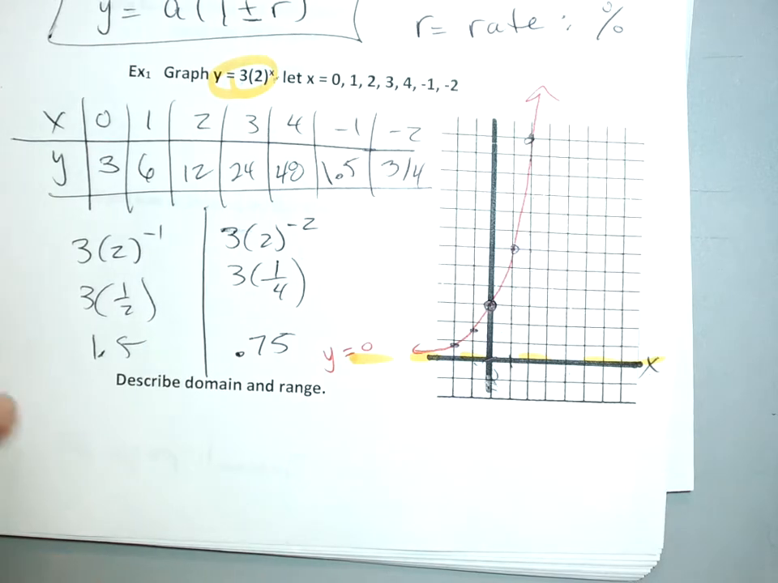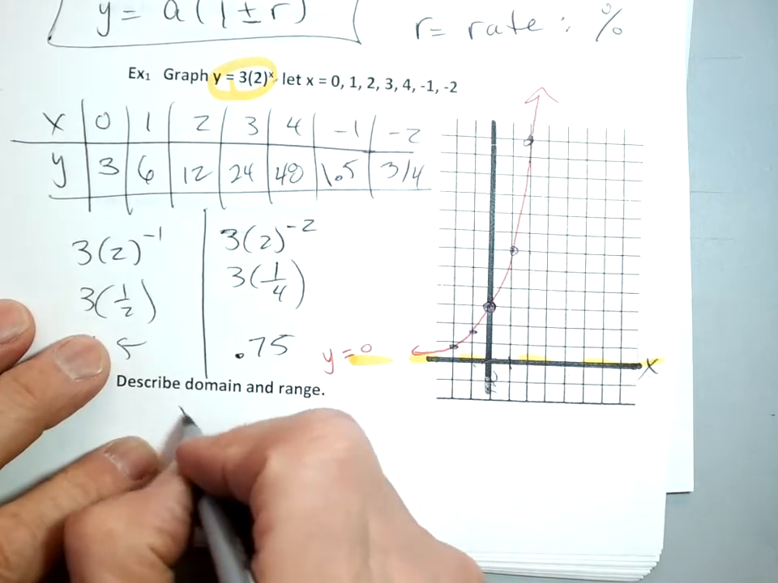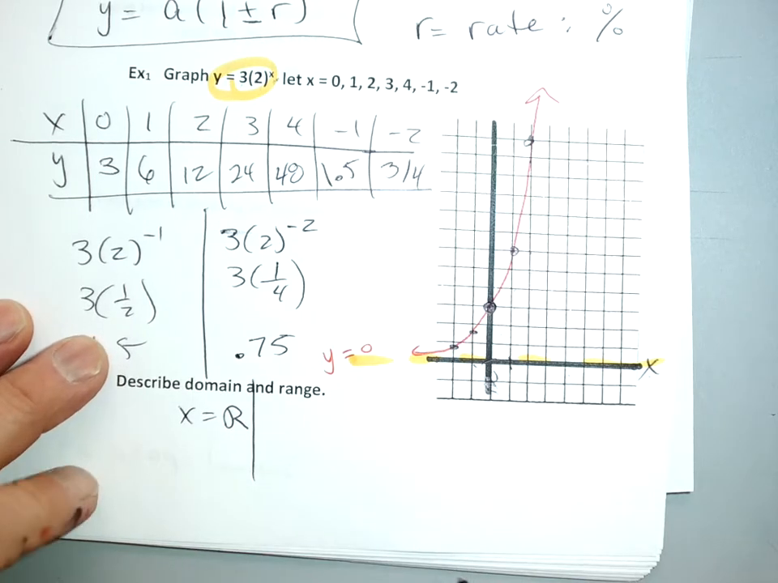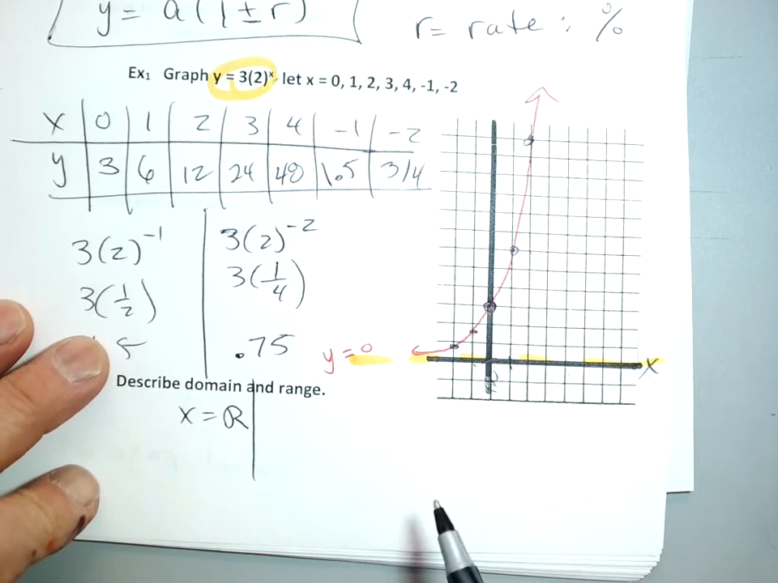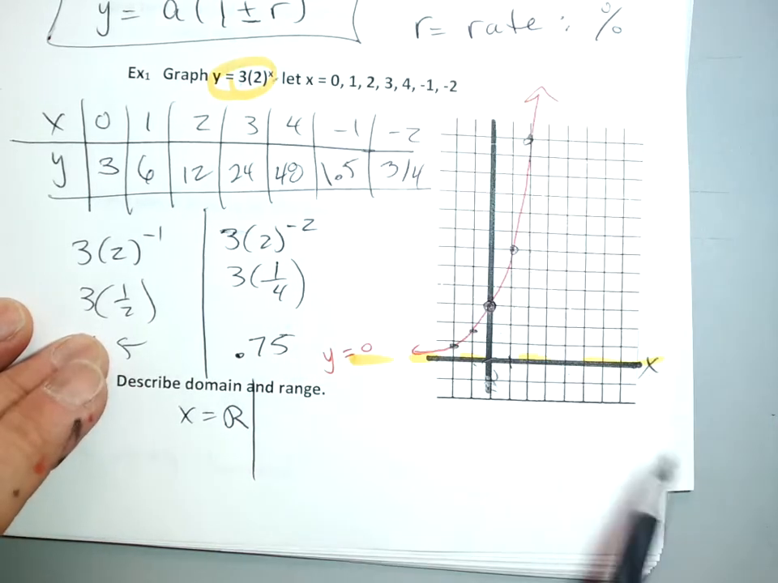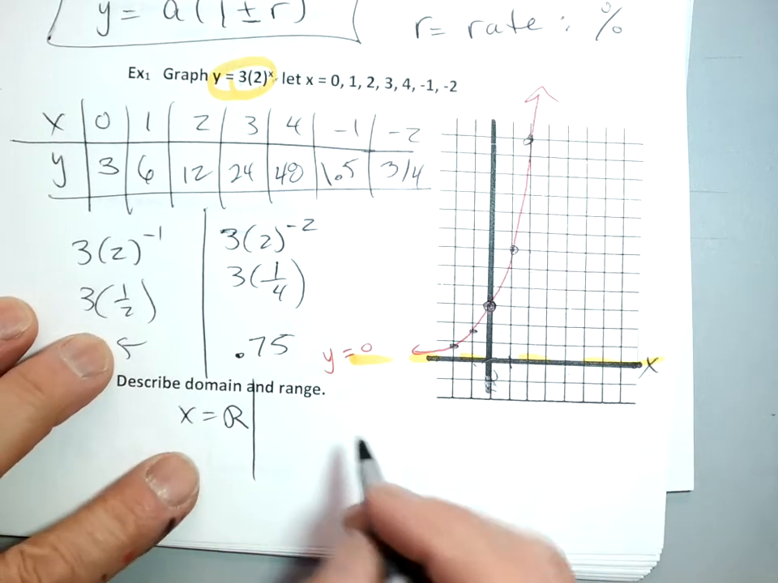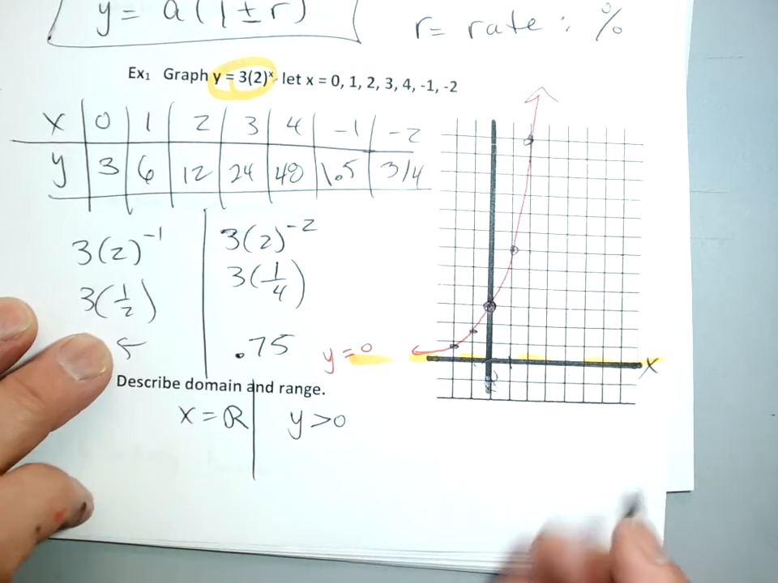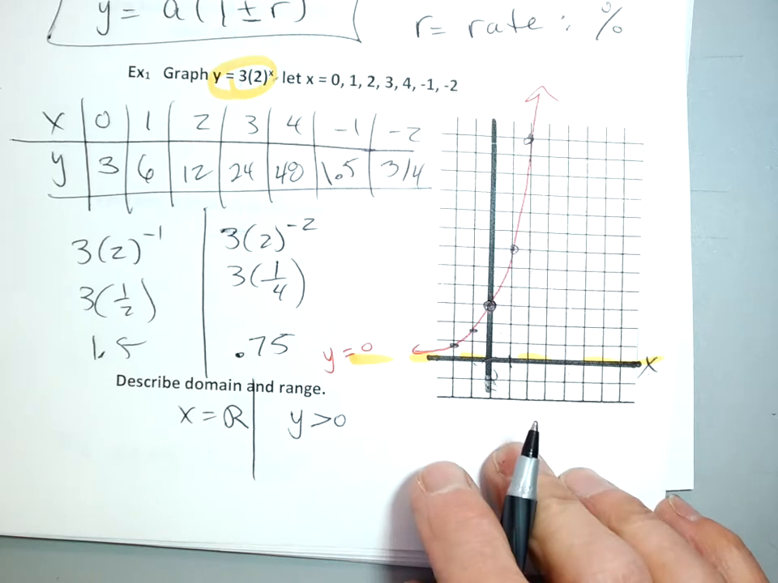Okay, so domain. X equals all real numbers. Every possible x value can be on this graph. You don't see them all, but every possible x value can be on this graph. Range, we know it never touches 0, so y is greater than 0. What do you think? Thumbs up? Okay.